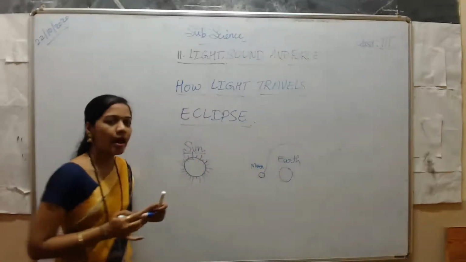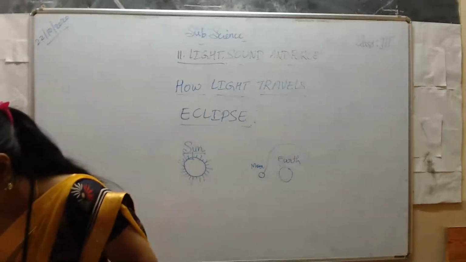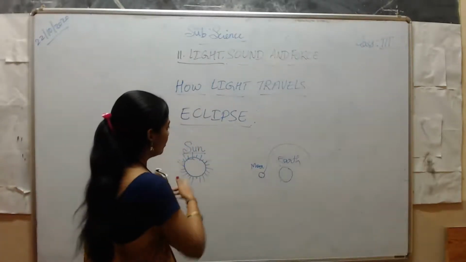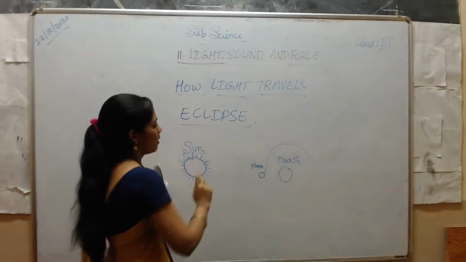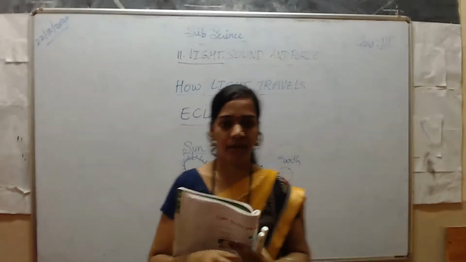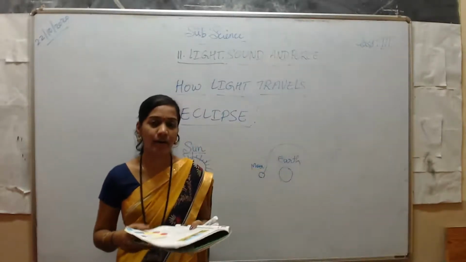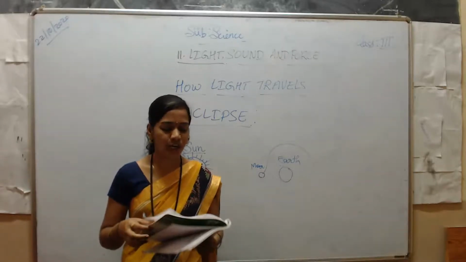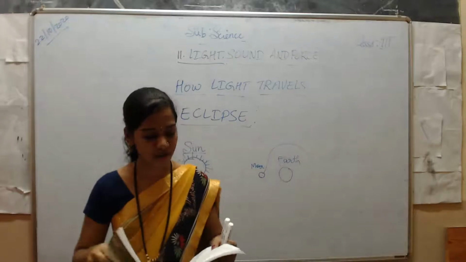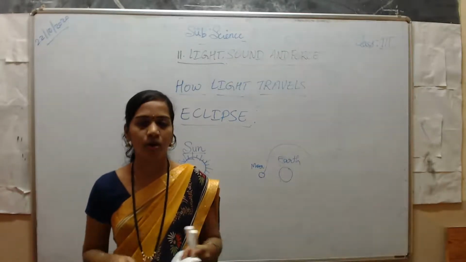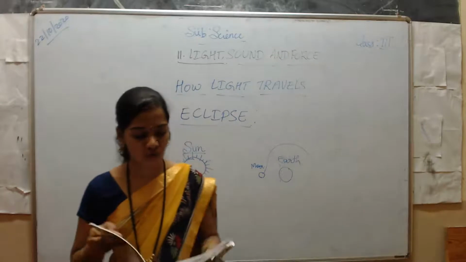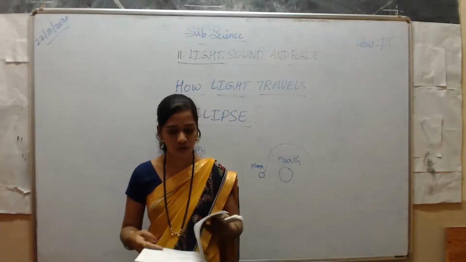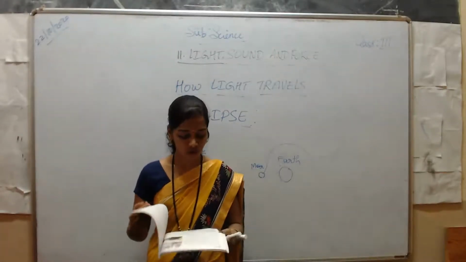Here the eclipse happens. There are 2 types of eclipse. What we mean by eclipse and what the types of eclipse are, we are going to see in the next class. Also we will see sound and force: what the types of sound are, how sound travels, and what we mean by force.